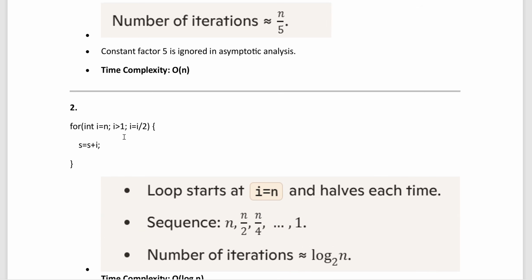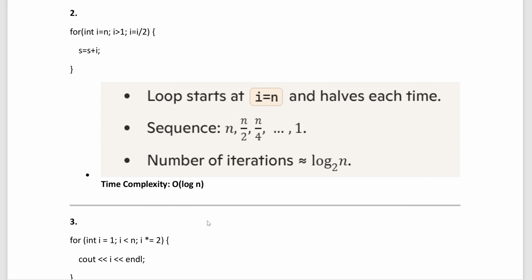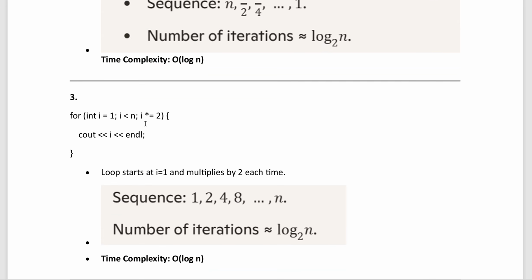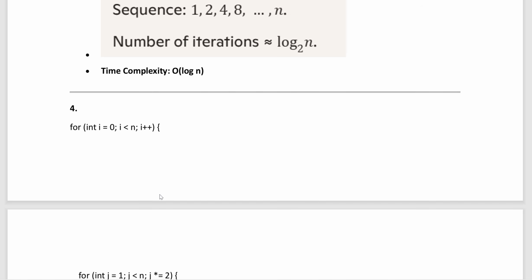Second part: in this for loop, we are dividing I by 2. So the sequence will become n/2, n/4, and so on up to 1. So the complexity will be log n to the base 2. So big O of log n, right? Third part: we are multiplying I, so I = I * 2. So 1, 2, 4, 8, up to n. Again, the complexity will be big O of log n because it is proportional to log base 2 of n, right?